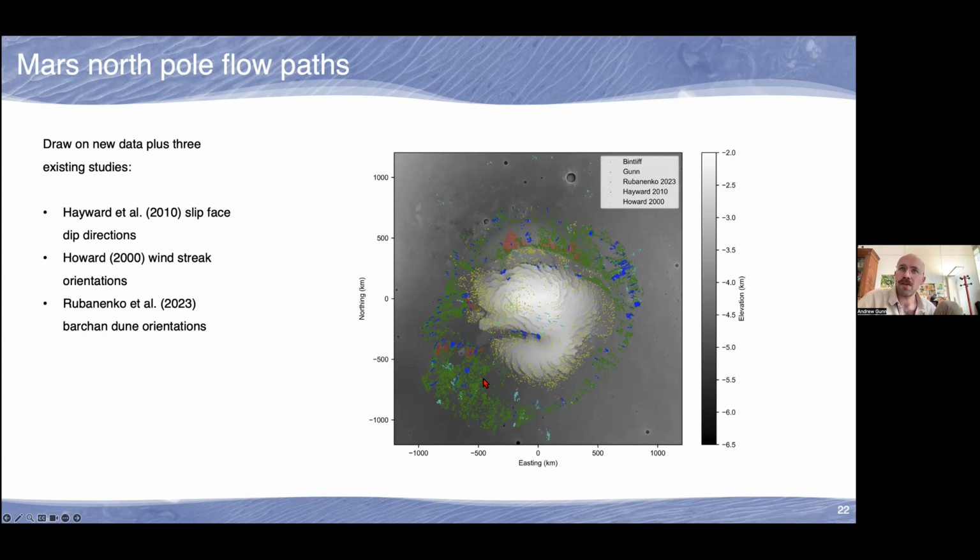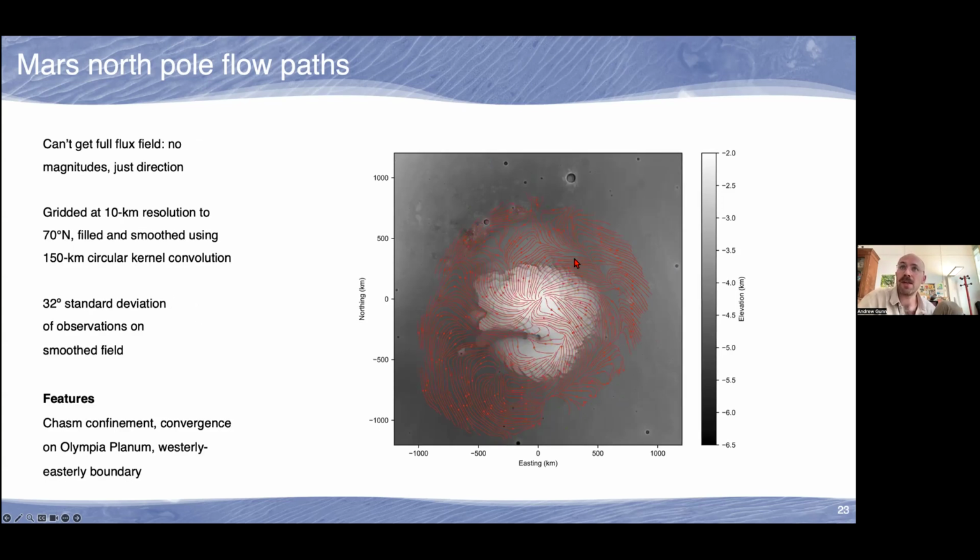And we can take this irregularly scattered data of orientations, and we can turn it into an interpolated field, which we can get the pathways from, which is shown here in red. And so these are the pathways of aeolian transport on the North Pole of Mars. And the dune field around the North Pole is the largest dune field in the solar system. It surrounds the entire North Pole. And so the biggest aeolian system in our solar system is flowing along these pathways, which are inferred from the orientation of the dunes themselves.